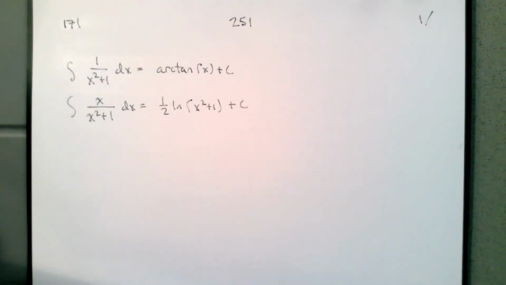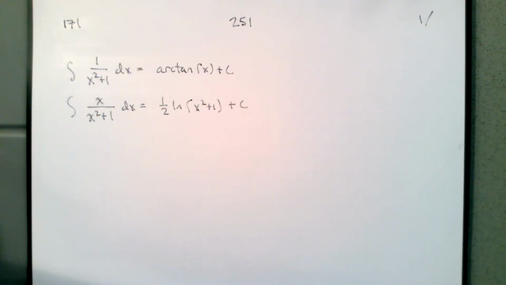For rational functions with irreducible quadratic denominators, the integral of 1 over x squared plus 1 is arctangent of x plus c. And the integral of x over x squared plus 1 is a half natural log of x squared plus 1 plus c. We stopped here. We don't have to go any further with the numerators. We started off with the numerator of degree 0 and a numerator of degree 1.